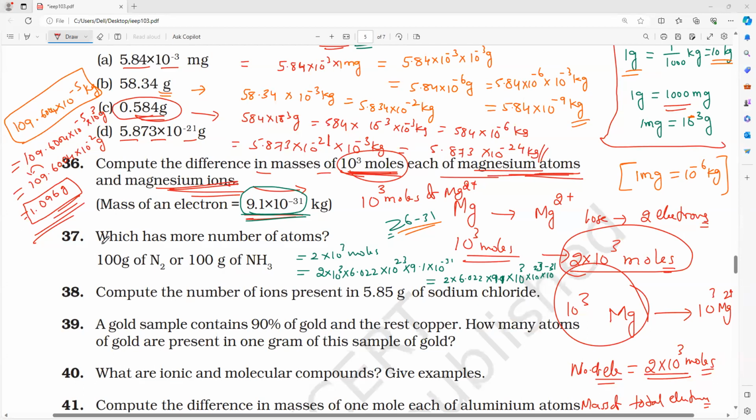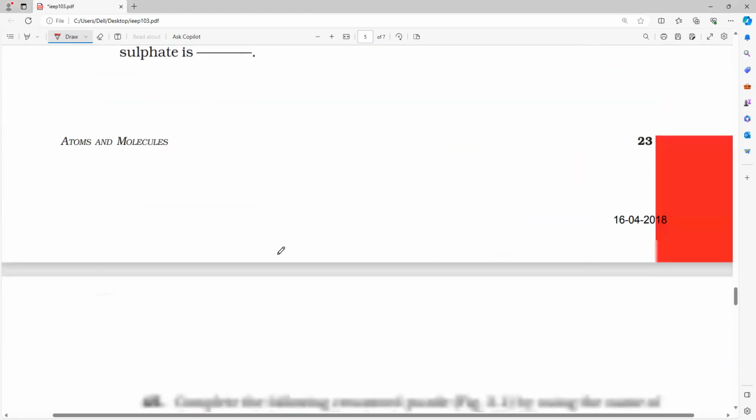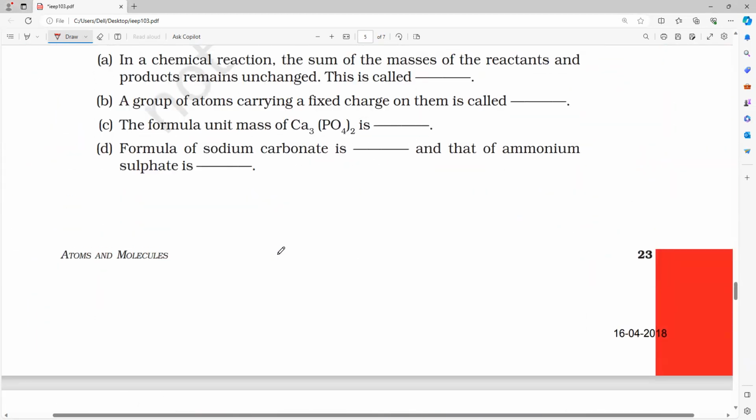Okay. Next, which has more number of atoms: 100 grams of N2 or 100 grams of NH3? So very simply you can find it. What is the way we can solve? I'll solve here. 100 grams of N2, which has more particles, they are asking. What is the number of moles? Given mass divided by molar mass. Given mass is 100 grams. What is the molar mass of nitrogen?